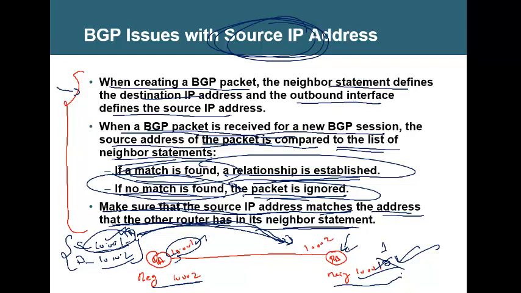Sir, I have one question. The first statement, the neighbor statement, defines the destination IP address. I got it. But the outbound interface, we never give it in the neighbor statement, sir.